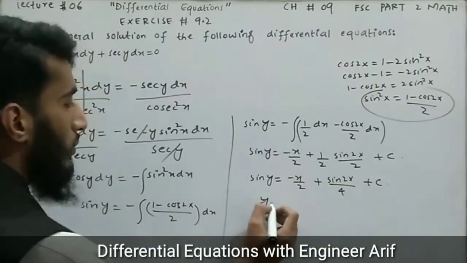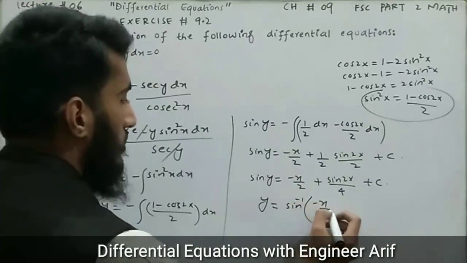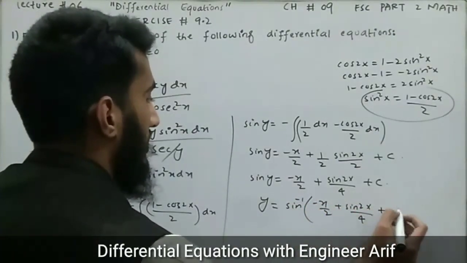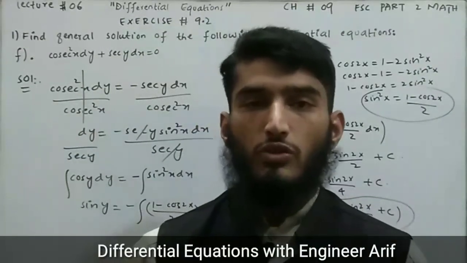So the required value of y will be, shifting sine to the right hand side, it becomes sine inverse of minus x over 2 plus sine 2x over 4 and plus constant of integration. This is the required general solution. So with this question I finish my lecture.